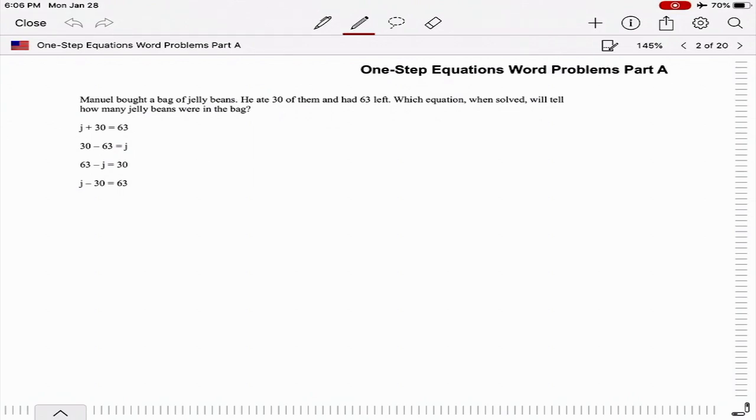So the word problem here says Manuel bought a bag of jelly beans. He ate 30 of them and had 63 left. Which equation, when solved, will tell you how many jelly beans were in the bag?